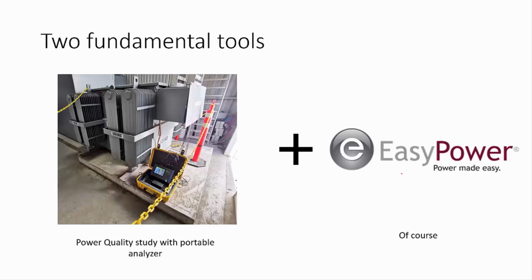Now, to assess this power factor correction problem, we have two fundamental tools. One is a nicely performed power quality study in your facility. You can have a portable analyzer or a permanent metering solution. And with this information, we can design a solution using, of course, EasyPower.